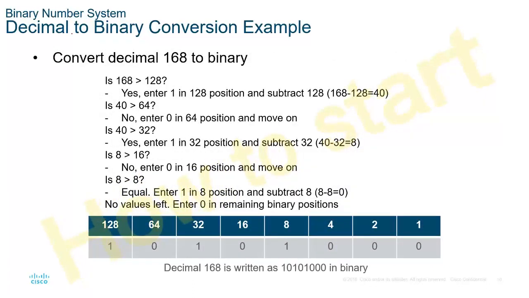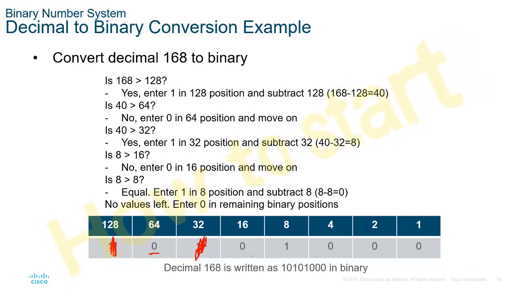Here's an example. We're converting 168 to binary. Is 168 larger than 128? Yes, it is. So we get a 1. We now take 168, we minus 128. The remainder is 40. Is 40 greater than 64? No, it is not. We get a 0. Is 40 greater than 32? Yes, it is. So we get a 1. And we subtract it. 40 minus 32 is 8.